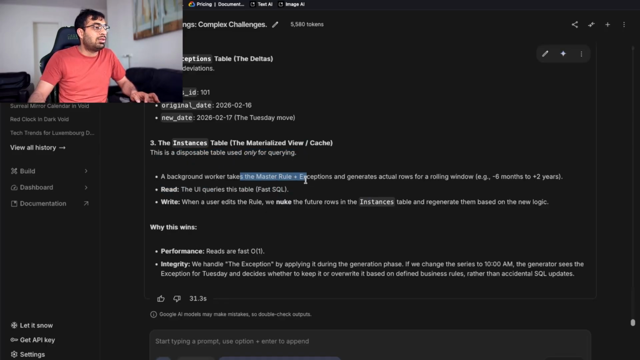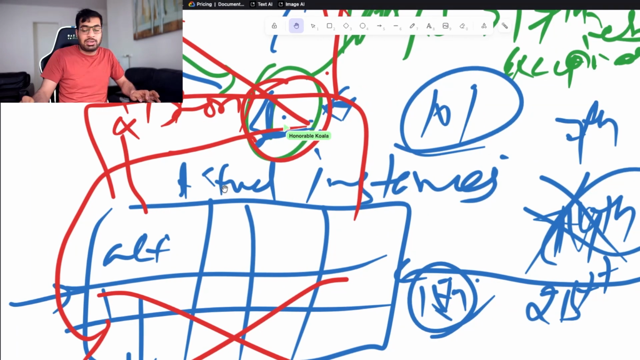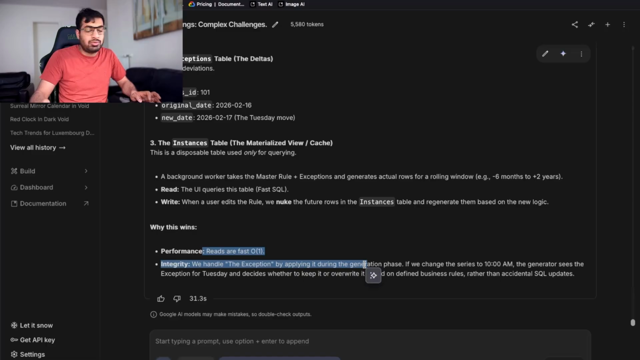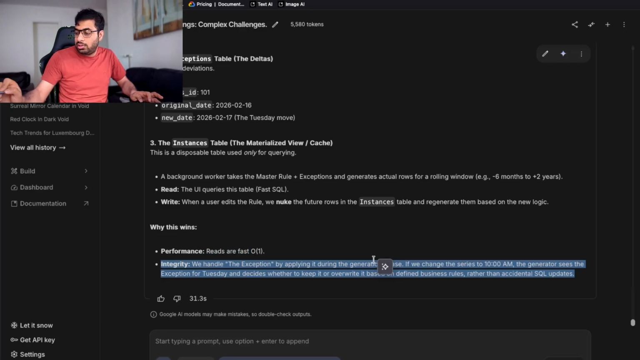So you have the rule table and exceptions, which generate the actual rolling window for -6 months to +2 years. This table also keeps the historical records for fetching the old records for a particular user. So your reads are very quick. You handle the exceptions by fetching from this table, and yeah, you can quickly create the writes and everything.